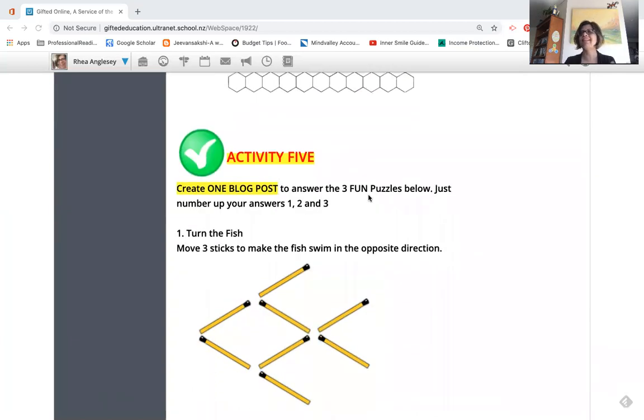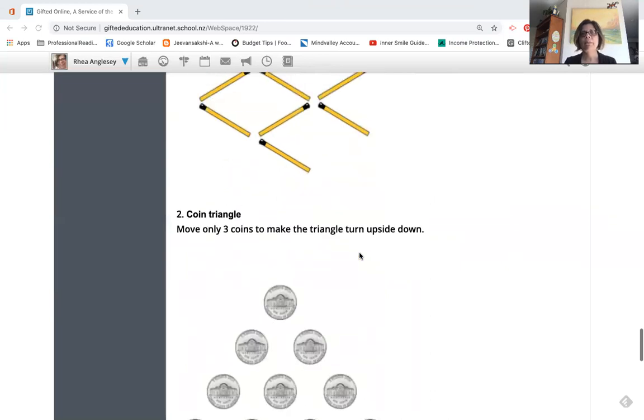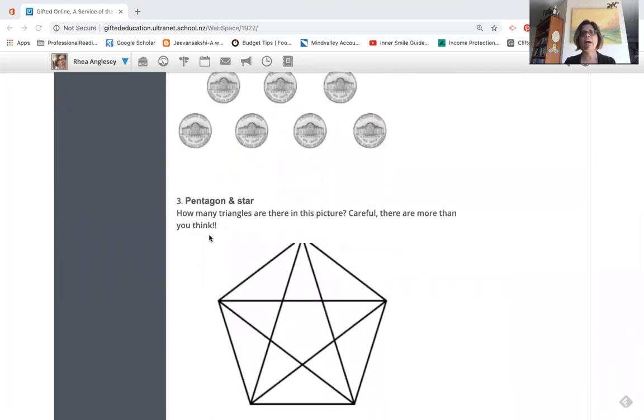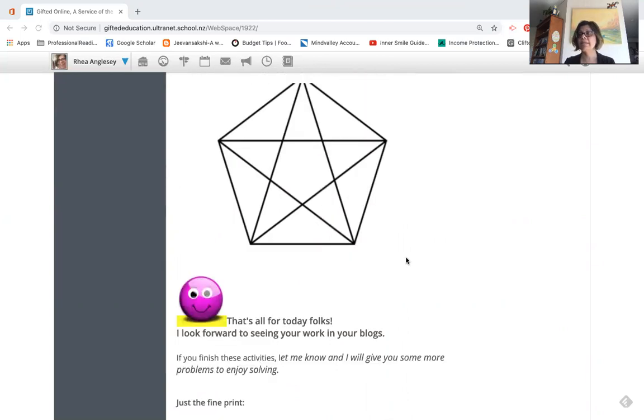Activity 5, here just some fun puzzles, guys. You loved the other puzzles from the last 2 weeks, so I thought I'll give you some more. So can you move 3 sticks to make the fish swim in the opposite direction? This one's been around for a long time. Have a go at it. Move only 3 coins to make the triangle turn upside down. Pentagon and star, how many triangles are there in this picture? Careful, there are more than you think. And that's all. So these are your 5 activities.